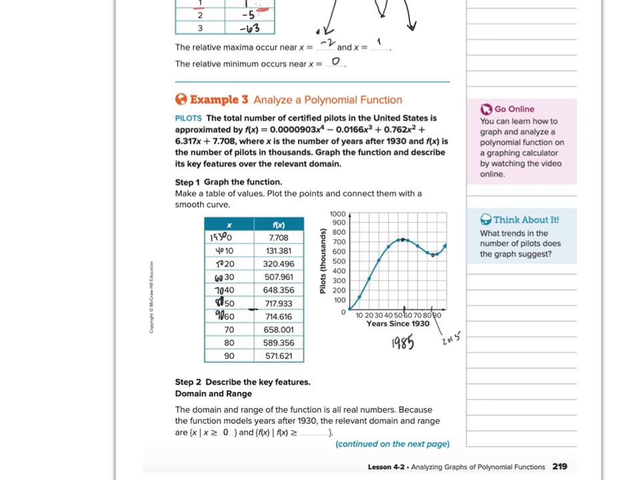So the domain and range of this function is all real numbers, because the function models years after 1990. The relevant domain of the function, however, is going to be x greater than 0, and f of x is going to be greater than or equal to 0, because we're going to start at this point. As we continue to positive infinity, we are going to positive infinity, where the starting point right here, when x is 0, I was at 7.708.